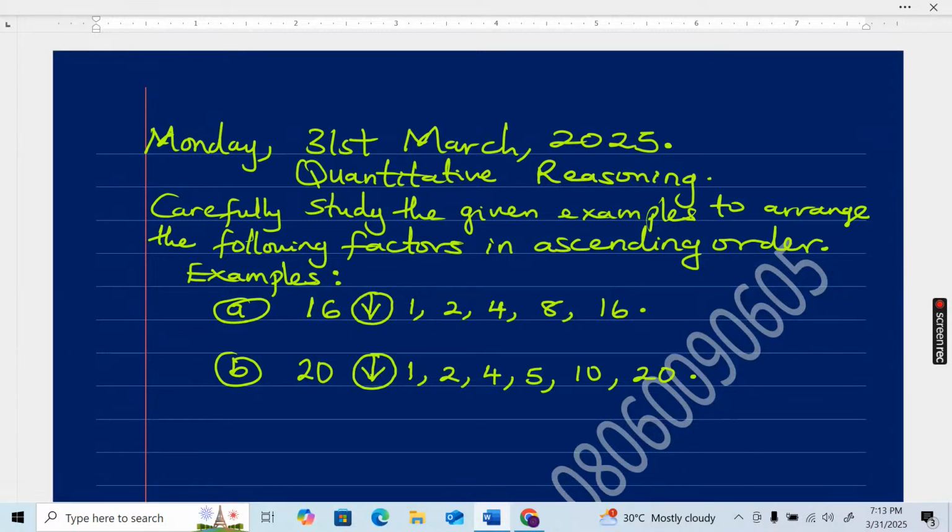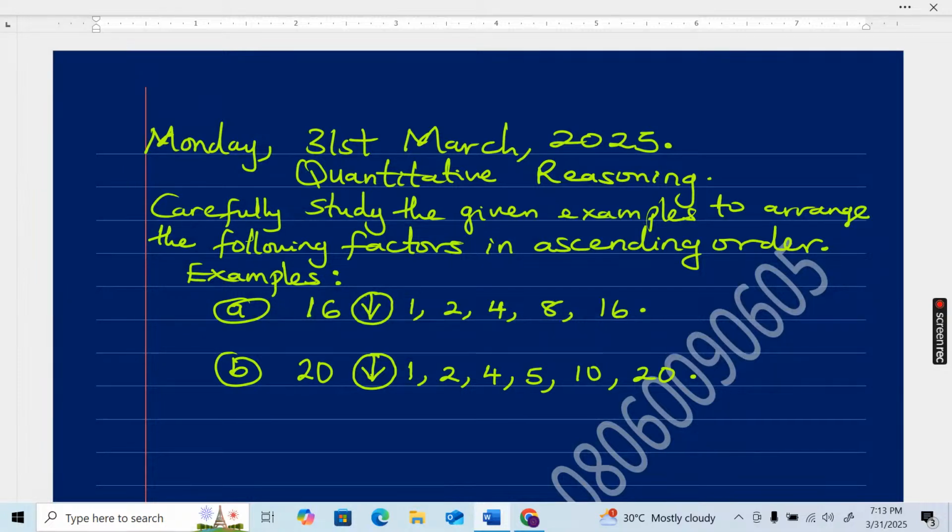Then if it is not just even numbers, what does it mean? Okay, I'm looking at 1, I'm looking at 2, 4, 8, 16. Then I have to conclude that, okay, does it mean that these numbers are factors of 16? Yes. 1, 2, 4, 8, stopping at 16, they are all factors of 16, and they have been arranged in ascending order. That is, from the smallest to the highest.